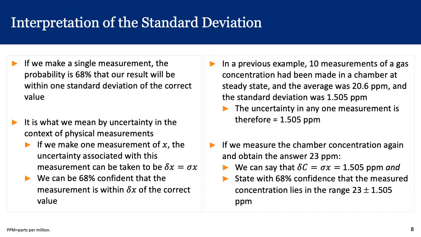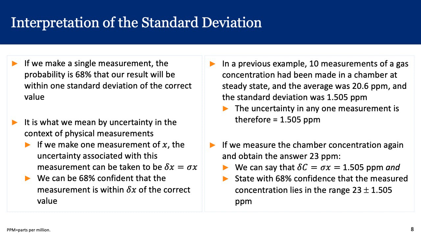If you make one measurement of x, then the uncertainty associated with this measurement, delta x, is taken to be equal to sigma x, or the standard deviation of x. We can be 68% confident that the measurement is within one standard deviation, in this case delta x, of the correct value. In the previous example, we had made 10 measurements of a gas concentration in a chamber at steady state, and the average was 20.6 parts per million. The standard deviation was 1.505 parts per million. And so the uncertainty in any one measurement is therefore 1.505 parts per million.